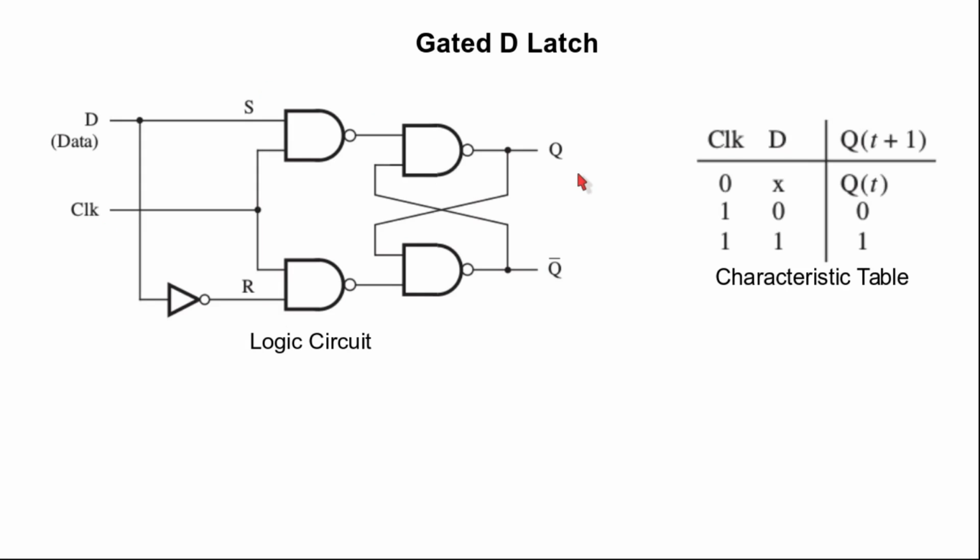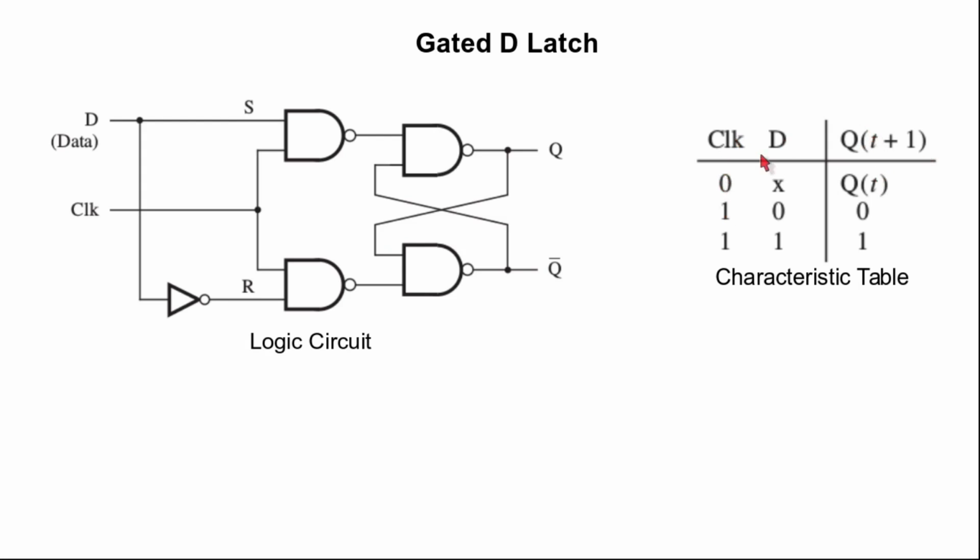And hence we can show the characteristic table for the D latch to be as shown in this table. So when clock input is 0, it doesn't matter what the value of D input is, our next state will be equal to the current state, which means no change will take place in the latch. When clock input is 0, no change will take place.